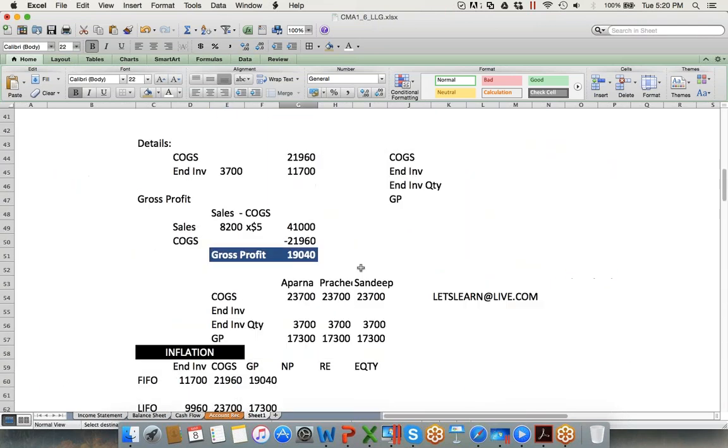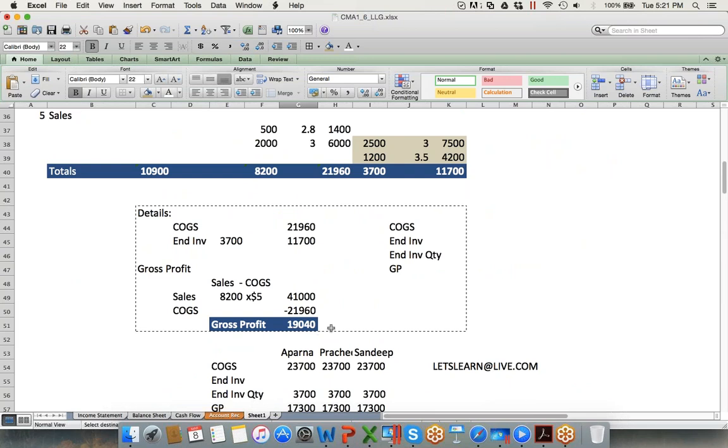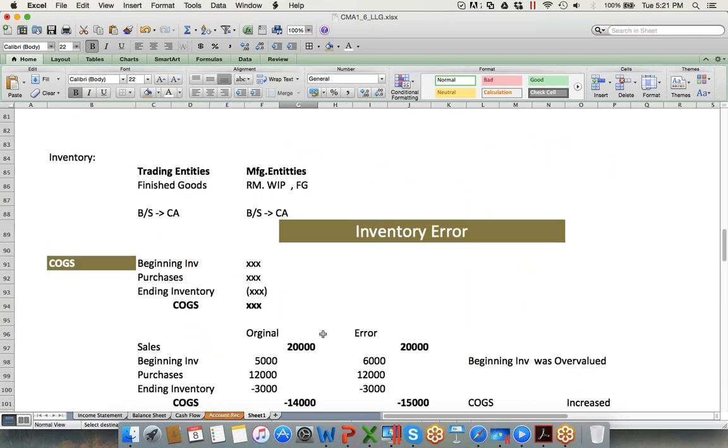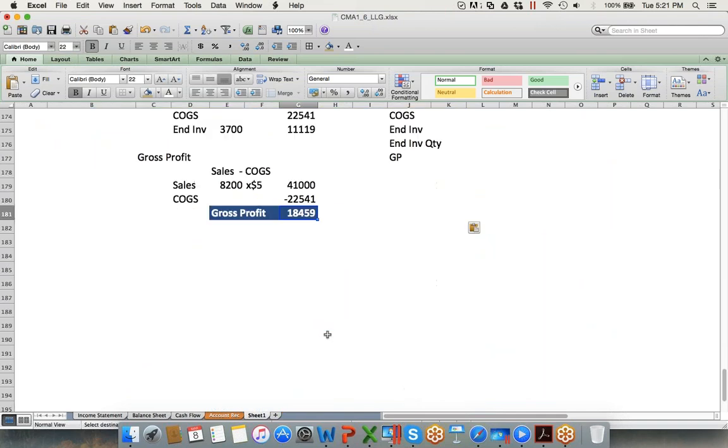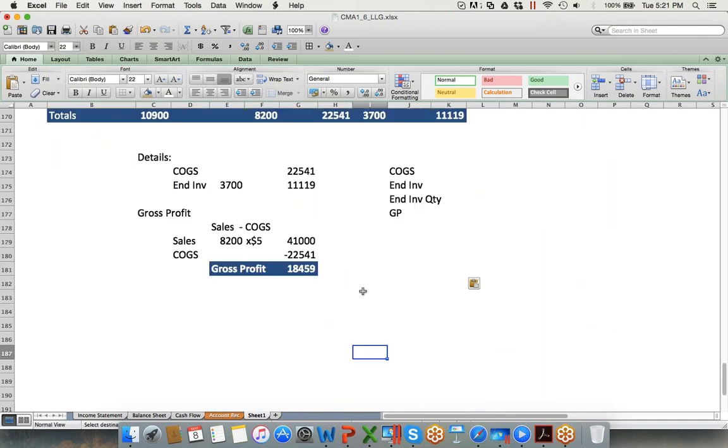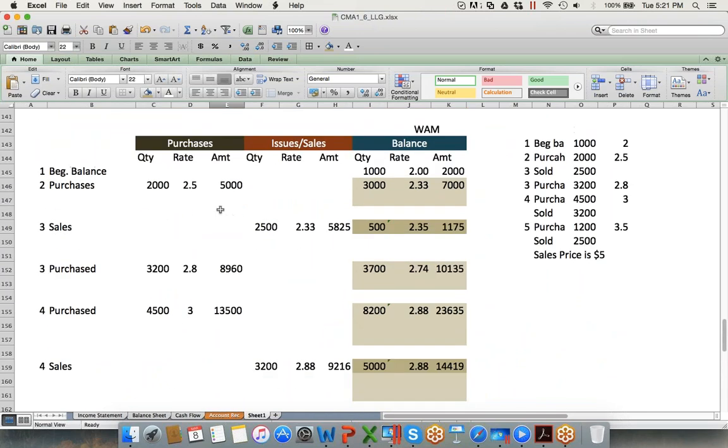18,549. Before there was a profit of 90,040. So profit will also be different. Ending inventory value will also be different. This is the method we use under weighted average method. These are the steps you need to follow. Just update the inventory every purchase, every sale.